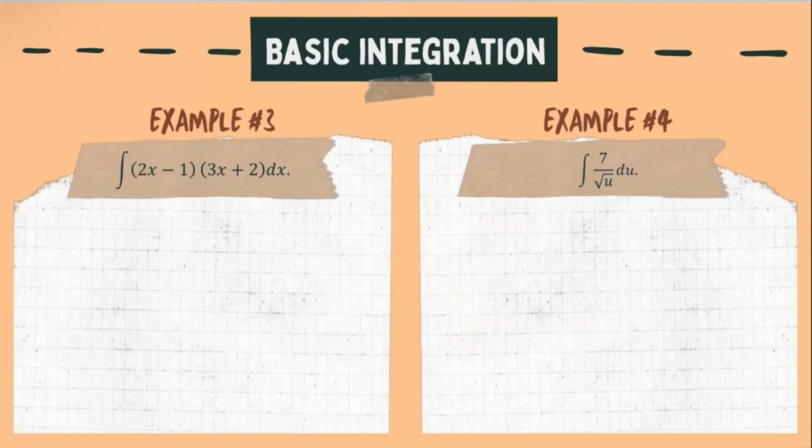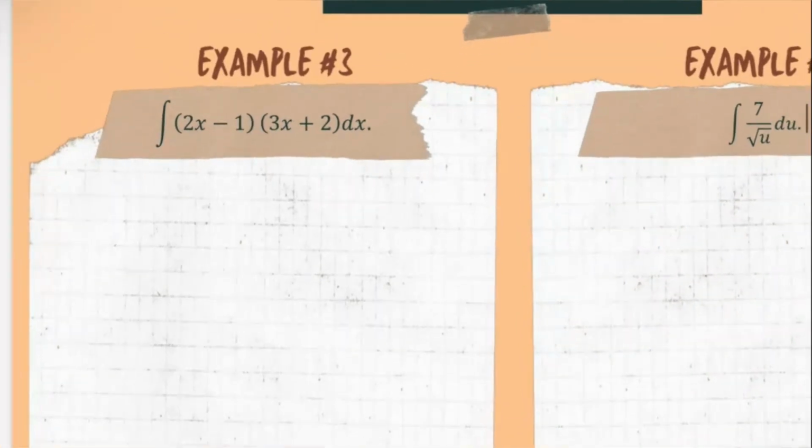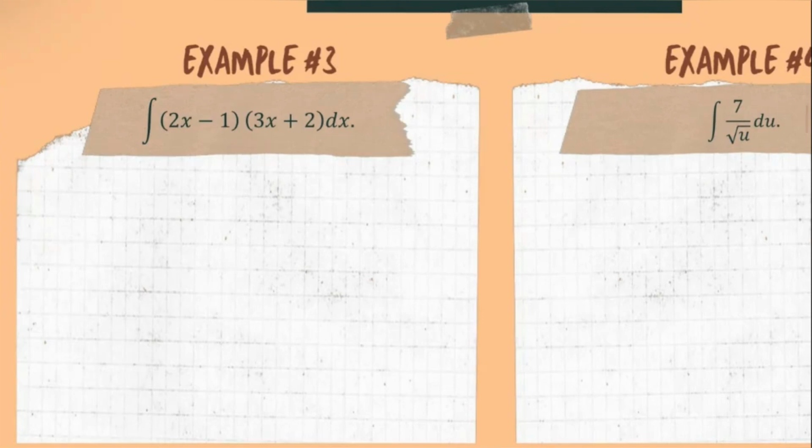So yang pertama adalah integrate 2x minus 1 multiplied by 3x plus 2. Okay, kat sini kita nak gunakan rules yang mana satu? Kat sini dia adalah produk antara dua function kan. So dalam integration dia tak ada product rule, dia tak ada quotient rule kan. So jangan pula kamu buat UV, lepas tu UV prime plus UV prime. Tu tak ada, tu hanyalah untuk differentiation.